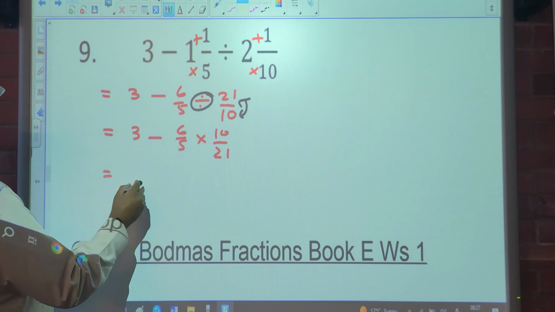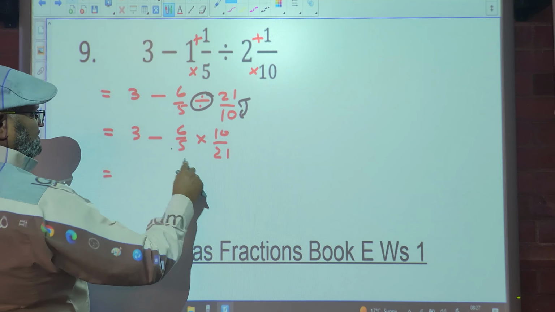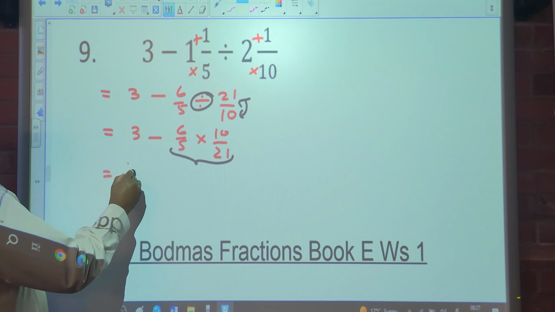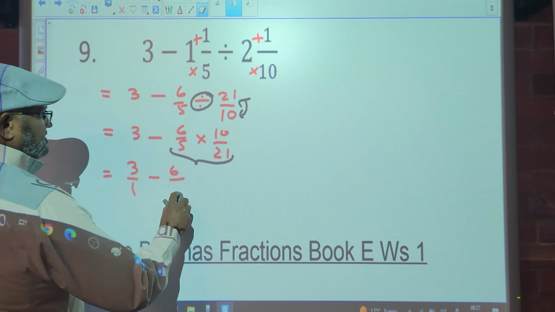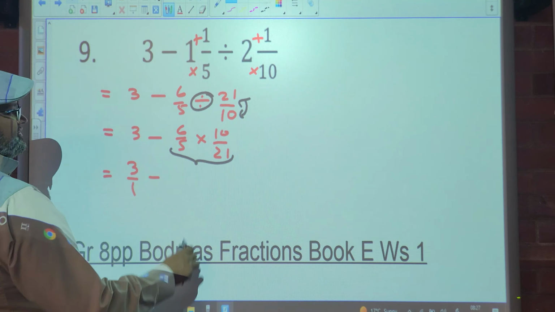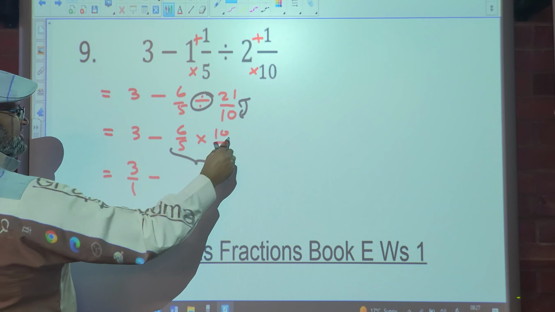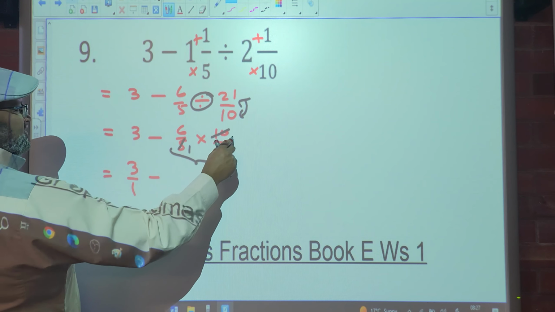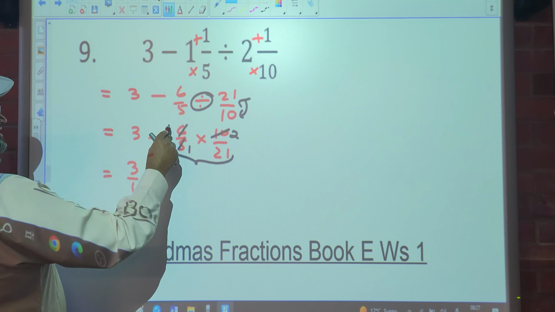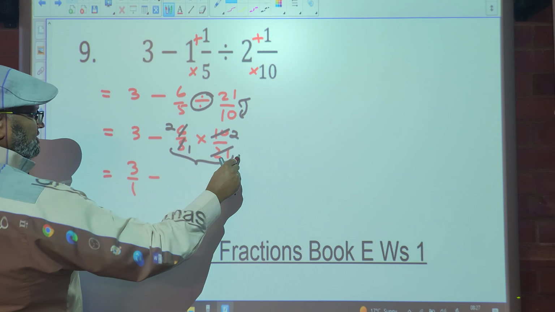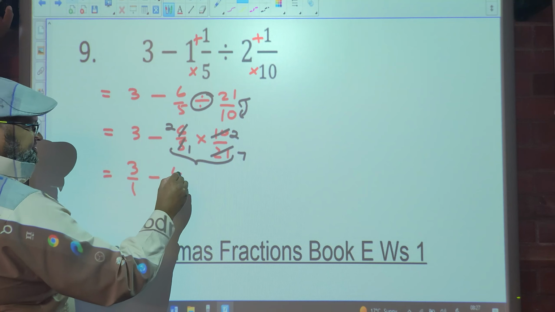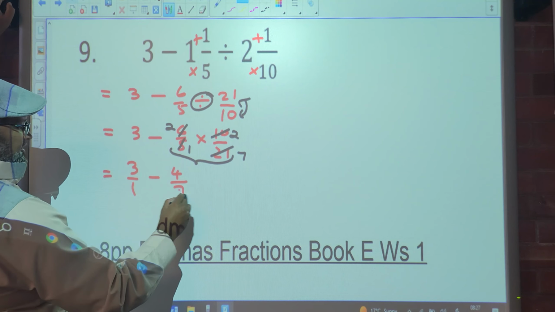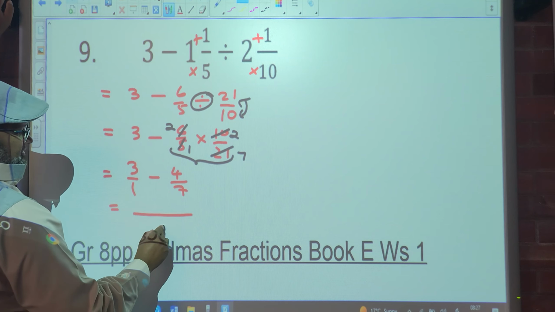What needs to be done first? Multiplication. It's going to be 3 over 1 minus 6 over 21. We're going to simplify. Any number that can simplify here? Yes. 5 going to 5 once, 5 going to 10, twice. 3 going to 6 twice, 3 going to 21, 7 times. 2 multiplied by 2 is? 4 over 7.